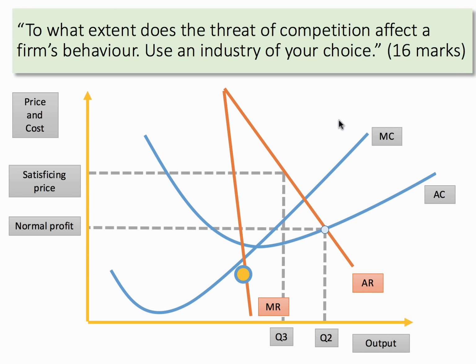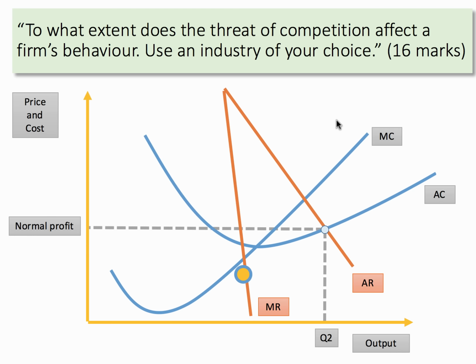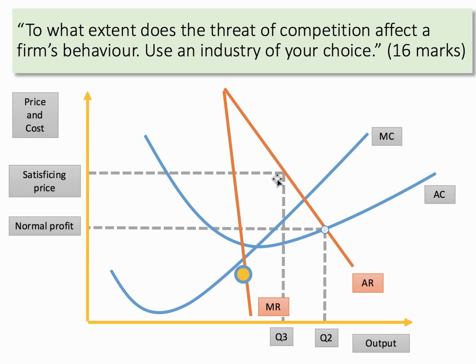In reality, I'm just going to go back to the profit maximising price, that was the original price, but the threat of entry might cause you to reduce your price, and in reality you probably end up somewhere along here. This is one amongst many satisficing prices, Q3. Still making some profit, I'll just show that in for you. Still making some profit, but less than you would have done beforehand. But the threat of competition may cause firms to move away from their profit maximising price.